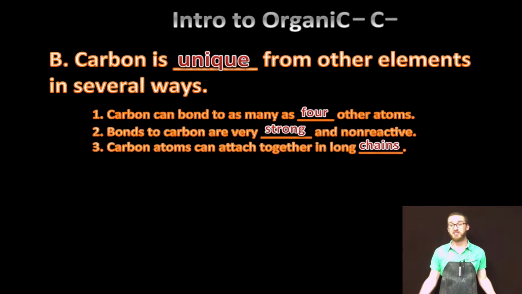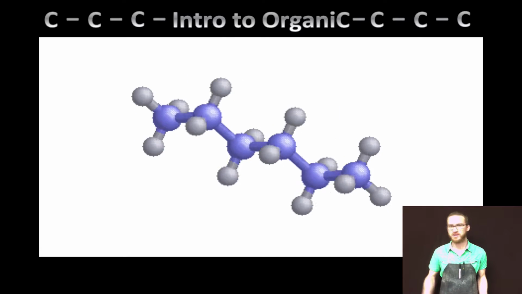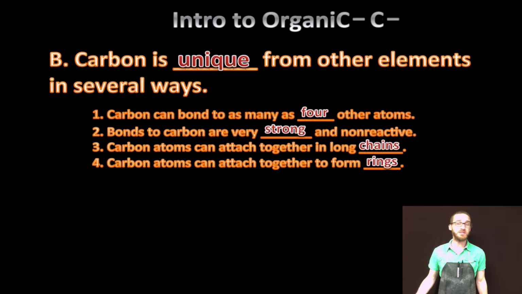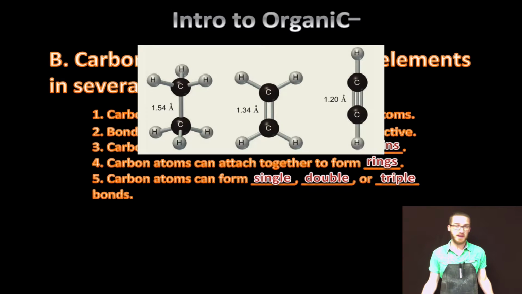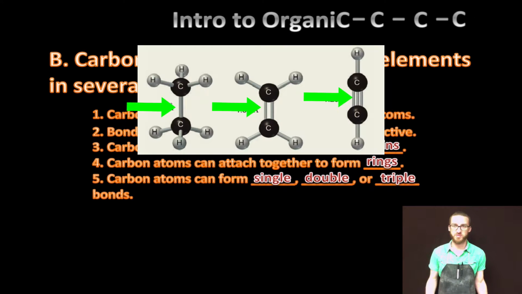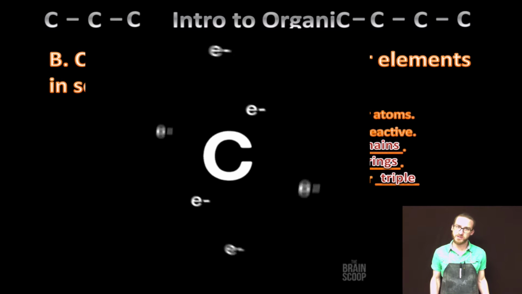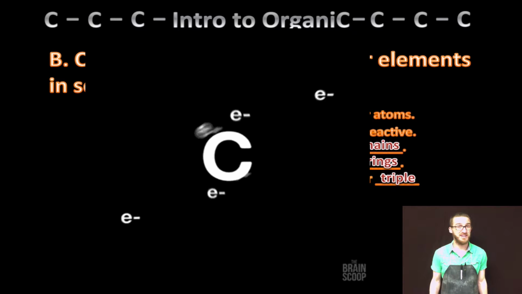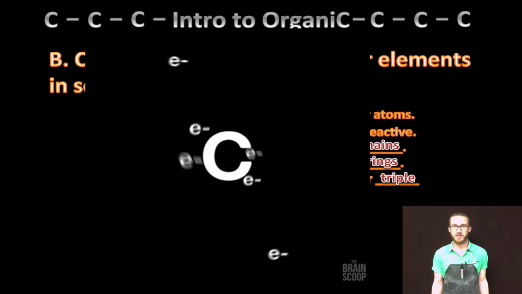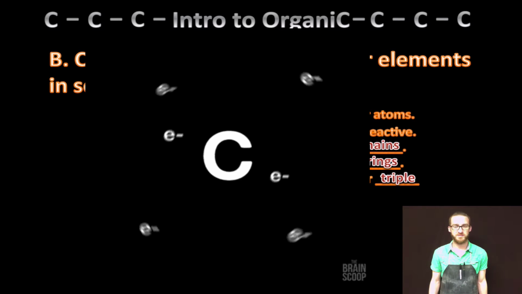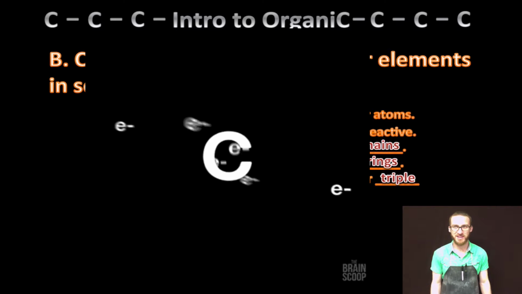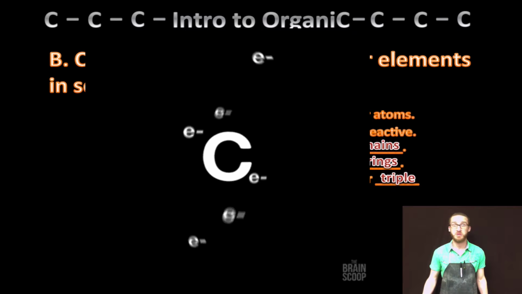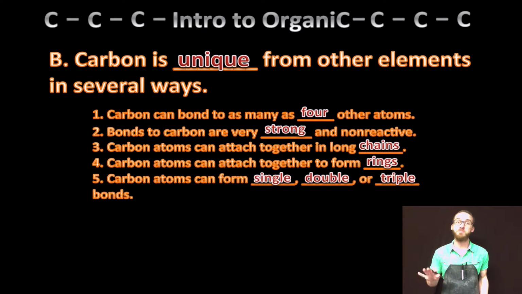Carbon atoms can attach together in long chains of carbon atoms. Carbon atoms can also attach together to form rings of carbon. If you like it, then you should have put a ring on it, carbon ring. And carbon atoms can form single, double, or triple bonds. So again, as you look to identify organic compounds, you've got to have some carbon involved. And carbon is so awesome and unique for all of the reasons listed on your screen that there are whole semesters and years and majors dedicated to the study of organic chemistry. But again, just brushing the surface.